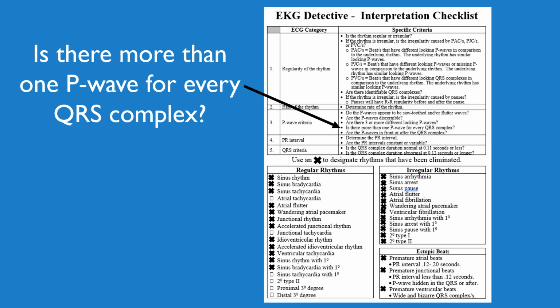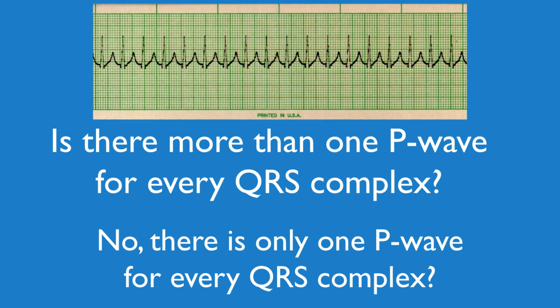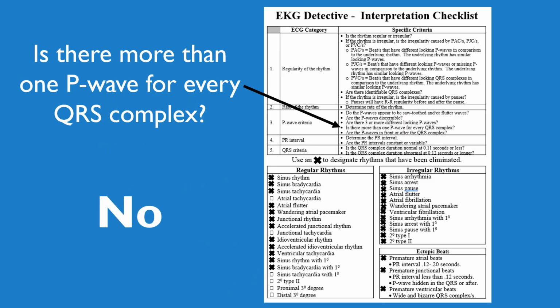The next question in the checklist is, is there more than one P wave for every QRS complex? So looking at our example of atrial flutter here, we don't have extra P waves. There's only one spiked P wave for every QRS complex. So that means that we don't have extra P waves. So going to our checklist, since we don't have extra P waves, that's going to allow us to eliminate all of the 3 heart blocks: type 2, third degree, proximal third degree, or distal third degree, because those rhythms actually have extra P waves.